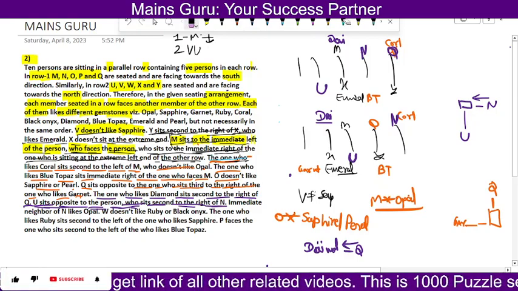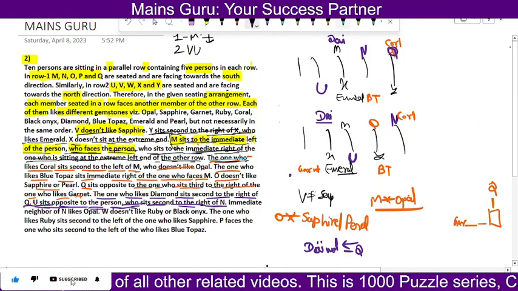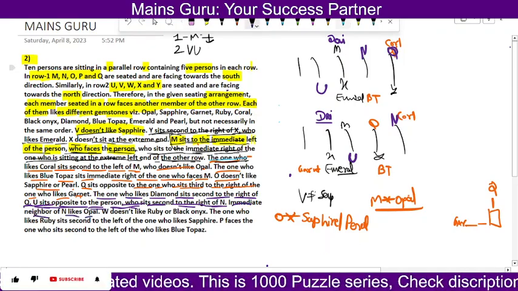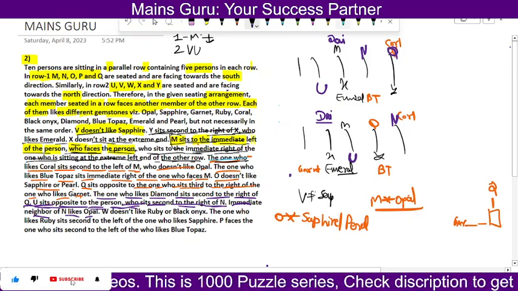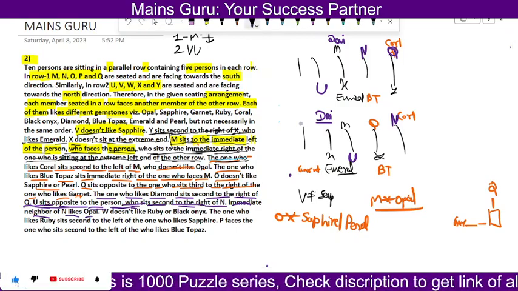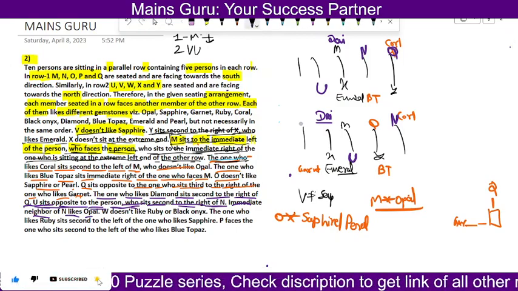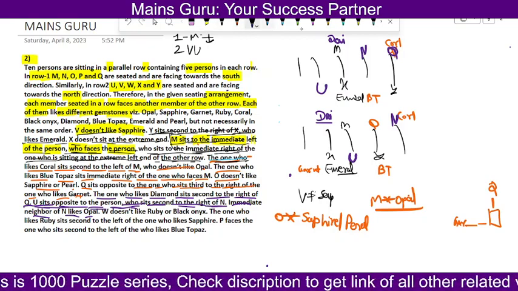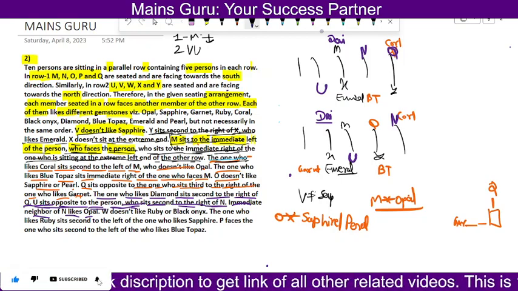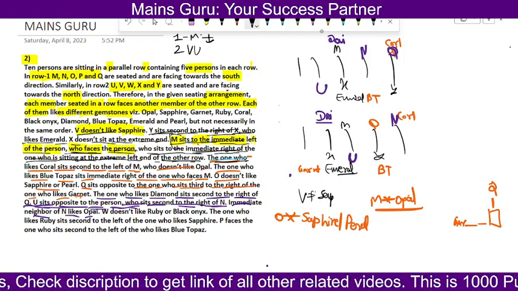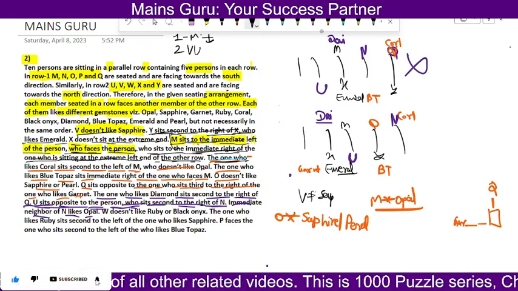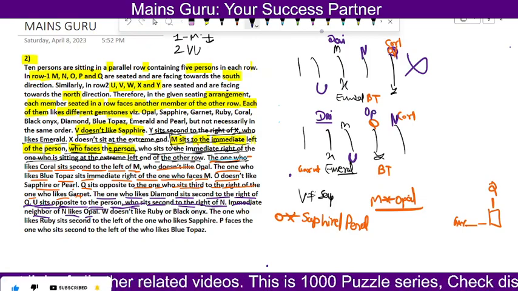And now check what else is left. We have used this condition completely. After this, immediate neighbors of N like Opal. Is it possible here to write Opal? No, not possible, because at one place we have written Diamond, and at the other place we have written Coral. So this condition will be wrong. Now check this: N is here, then Opal will go here definitely.